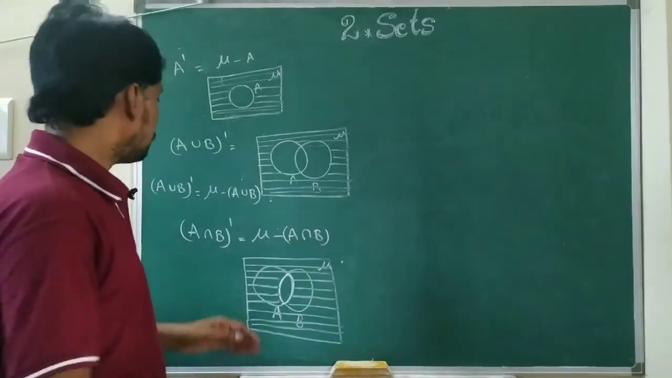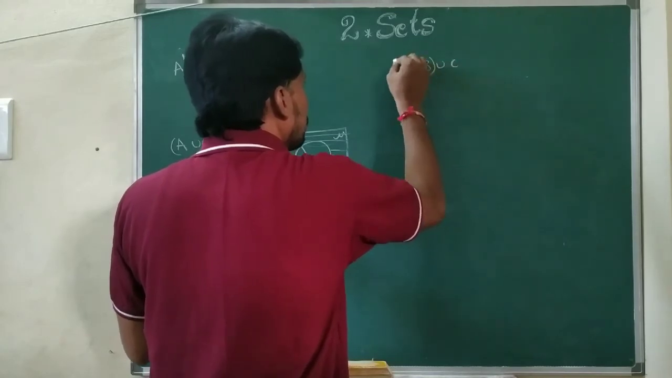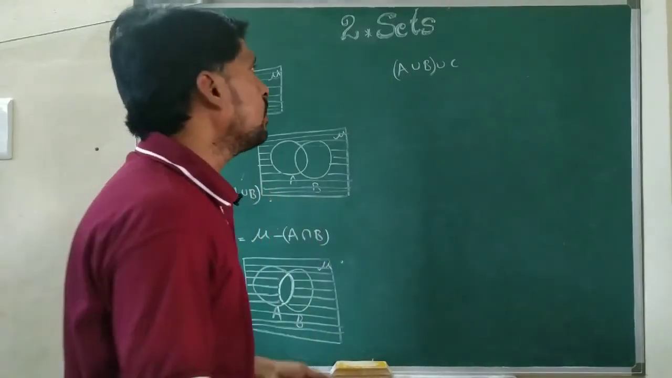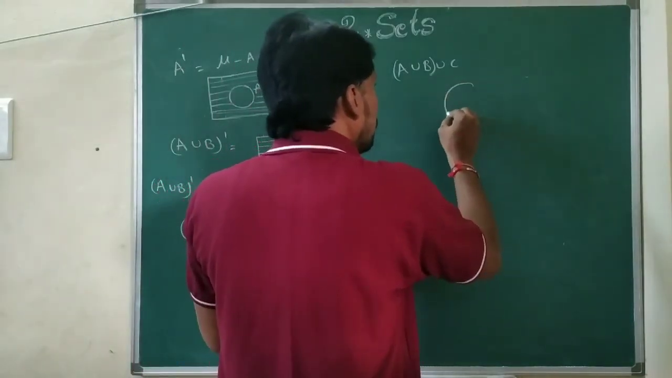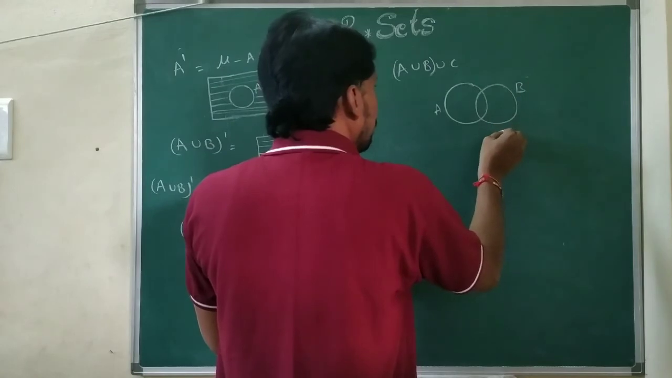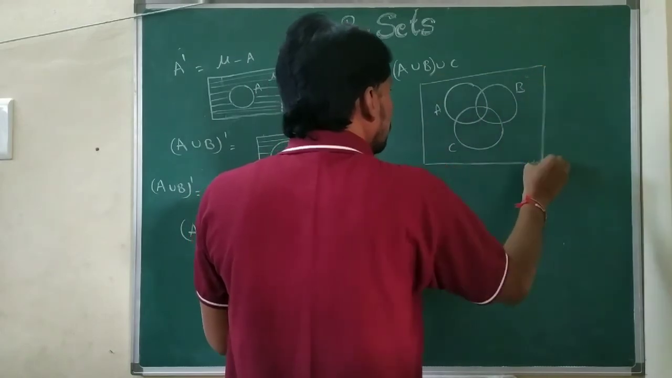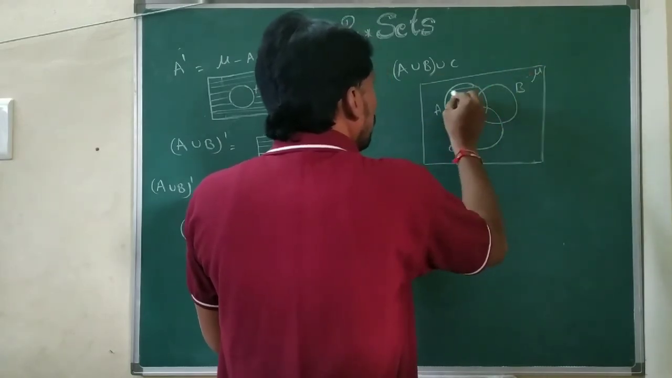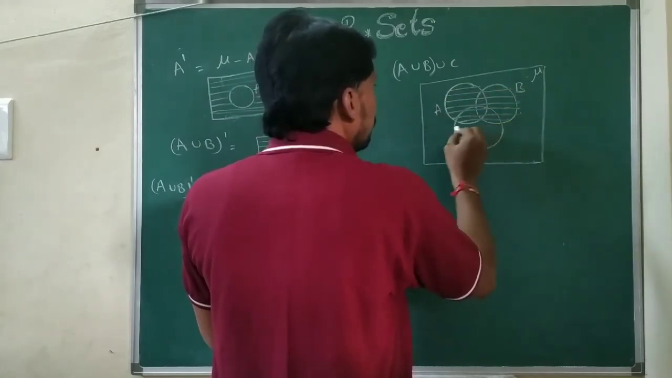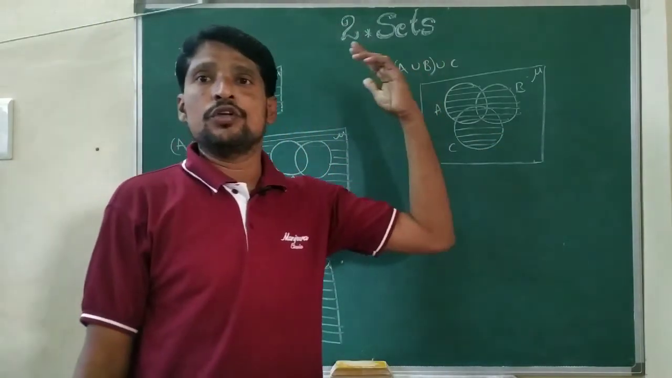Next one is A union B union C. So A union B union C means all three sets we can take here. This is set A, this is set B, this is set C. This is the universal set we are taking as mu. A union B union C means all the elements in sets A, B, and C. All the elements we need to write. That is called A union B union C.